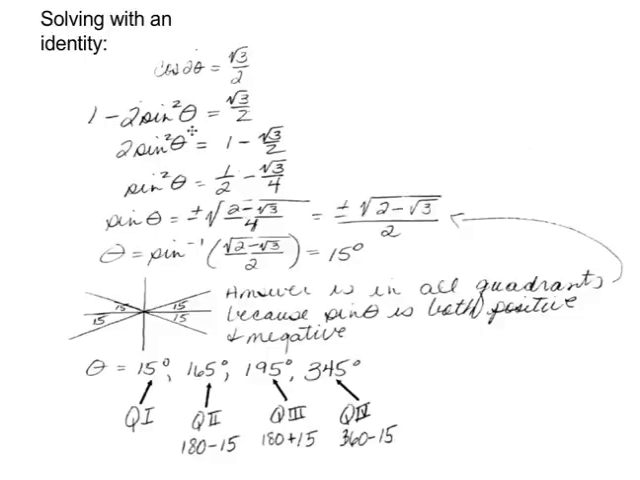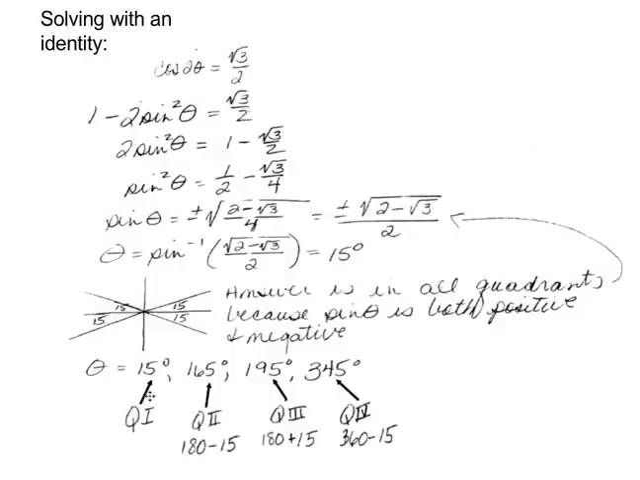So in this case, I subtracted 1 and divided by negative 1, and I got 2 sine squared theta equals 1 minus square root of 3 over 2. Then I divided both sides by 2, and then I took the square root. Remember, it's really important that you remember it's plus or minus when you take the square root. And then in my calculator, I figured out the reference angle was 15 degrees. And I knew that sine was plus or minus, so I had an answer in every single quadrant.